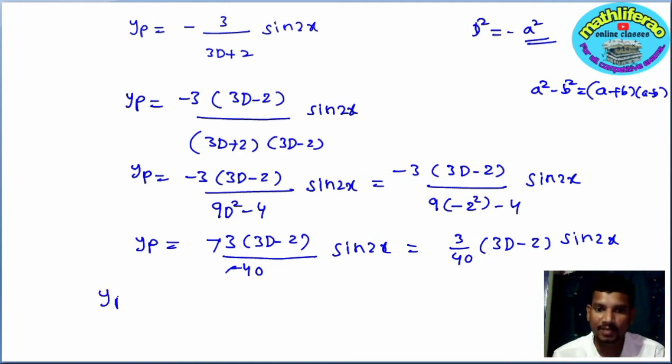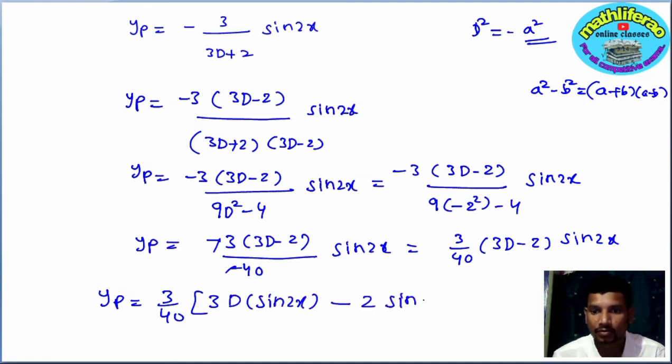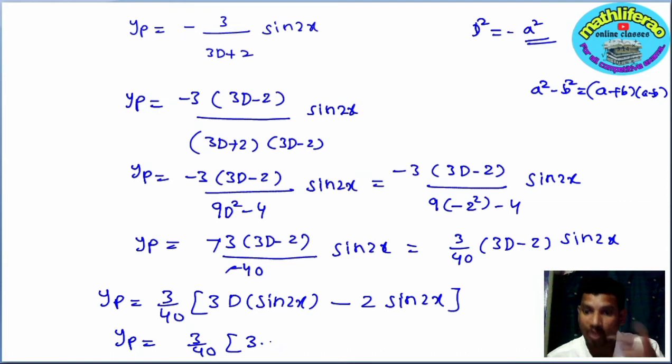Okay. So here yp equal to 3 by 40 into (3 into derivative of sin 2x minus 2 sin 2x). Here, multiplying, we get 3 into derivative of sin 2x minus 2 sin 2x. The derivative of sin 2x is cos 2x into the internal derivative 2. And minus 2 sin 2x stays as it is.